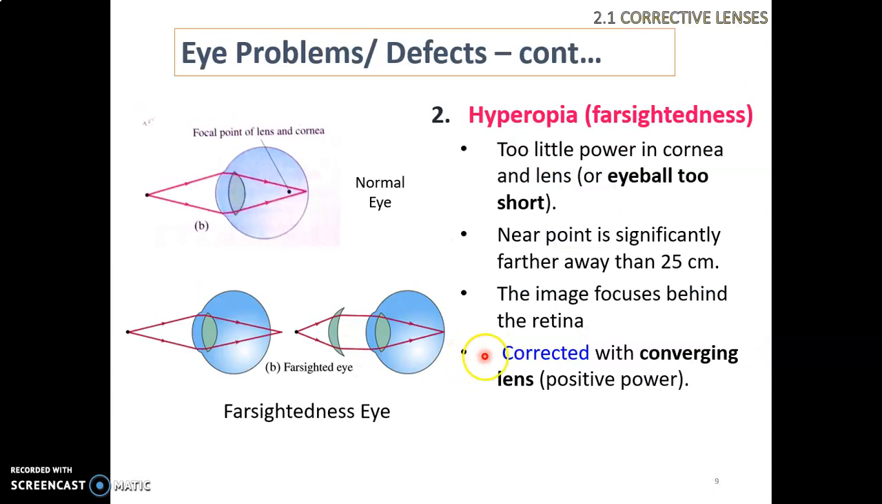The second one is hyperopia or farsightedness, in bahasa called rabun dekat. This is due to too little power in the cornea and lens, which causes the eyeball to become too short. So the near point is farther than the normal eye's, which is 25 cm. When it focuses, the image is formed behind the retina. To correct this problem, we are going to use a converging lens, or positive power.